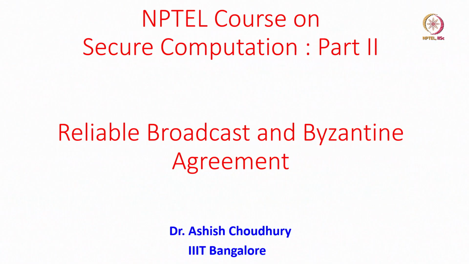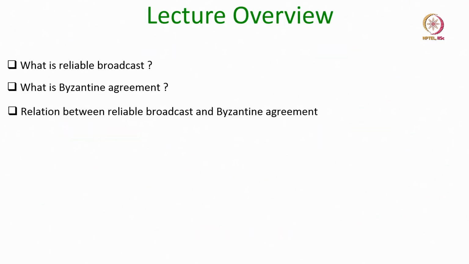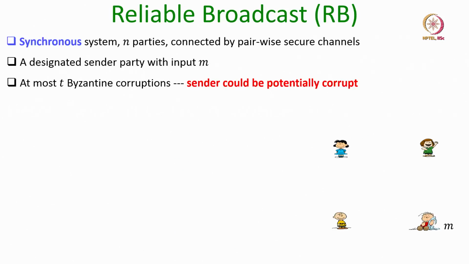In this lecture we will discuss reliable broadcast and Byzantine agreement. These are two very important problems in distributed computing. We will formally state the problem statements of reliable broadcast and Byzantine agreement, and we will see the relationship between these two problems. So let us start with the problem of reliable broadcast, often called the RB problem.